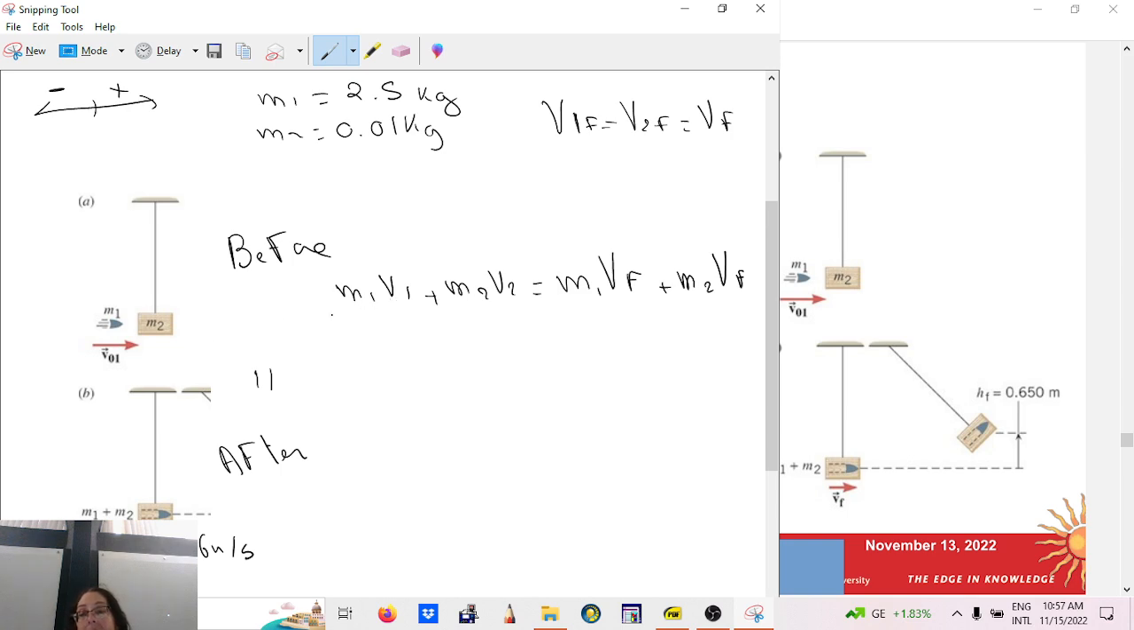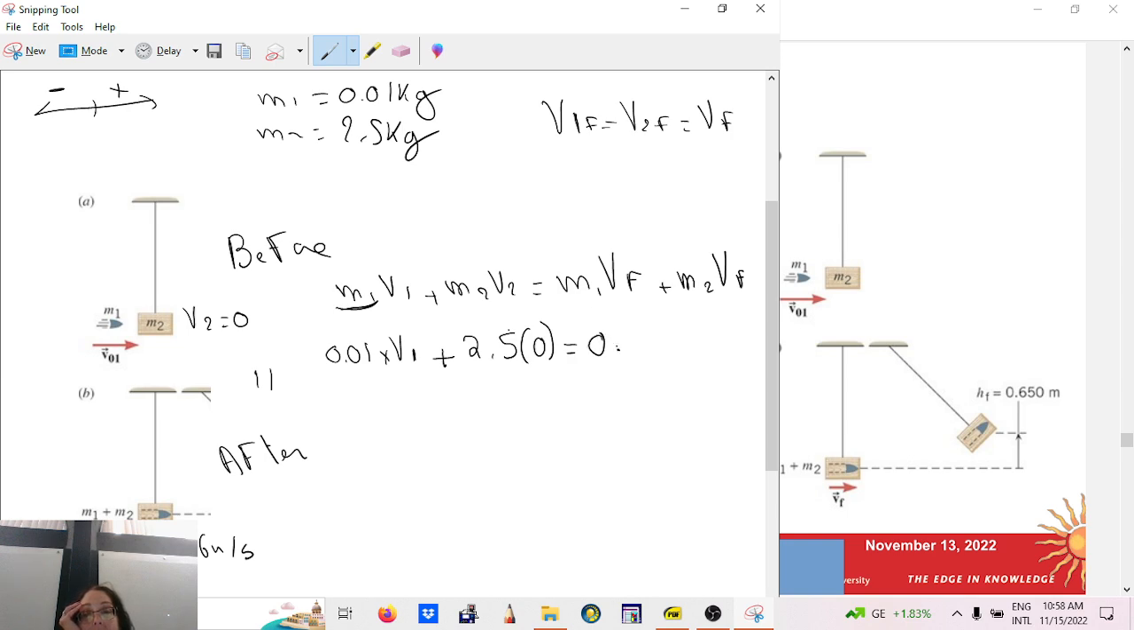So V sub one, that's what I want actually. So M1, that would be thing number one, it's my bullet. So 0.01 times my unknown plus the mass. Oh, M1, we say it's the bullet, sorry. M1 is the projectile, so here, 0.01 kilogram. This is the bullet, that's the block. The block is not moving, so I put a zero, equals the bullet 0.01 times final, and they are moving together, plus 2.5 V final. Is that clear? Yes, everyone?